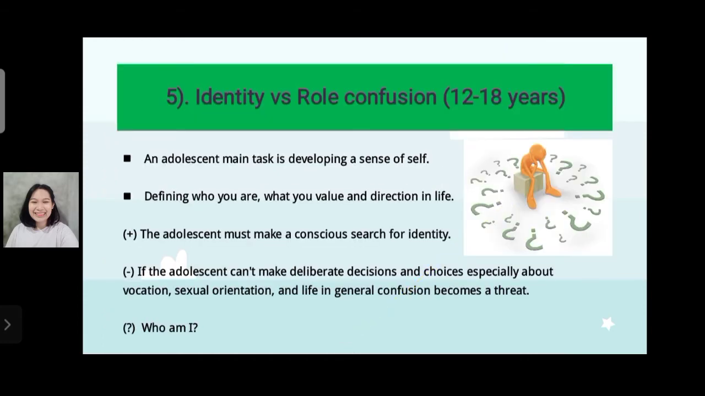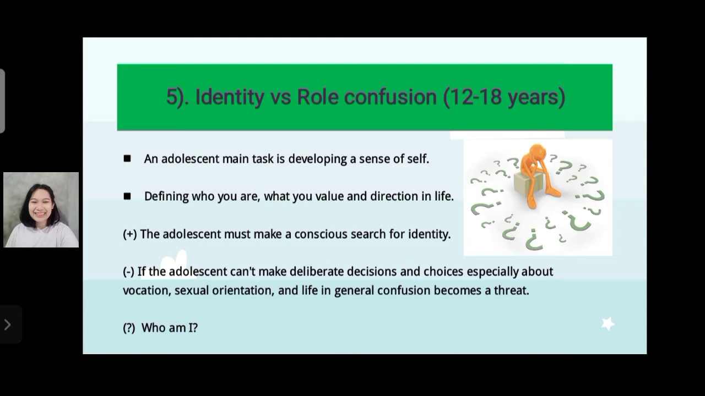Next. Fifth, identity versus role confusion, 12 to 18 years. An adolescent's main task is to develop a sense of self, defining who you are, what you value, and direction in life. In this stage, I think it's grade 12, going to be a college student. At this time, you are going to think about your course, what you are going to take, do you want to be a police officer, a teacher, a nurse? Okay, so positive.